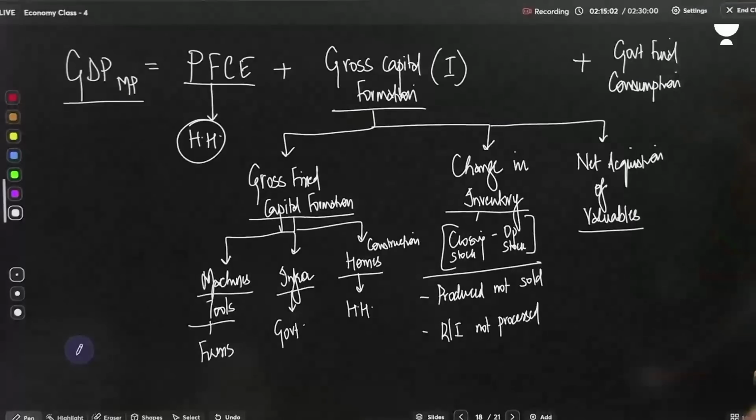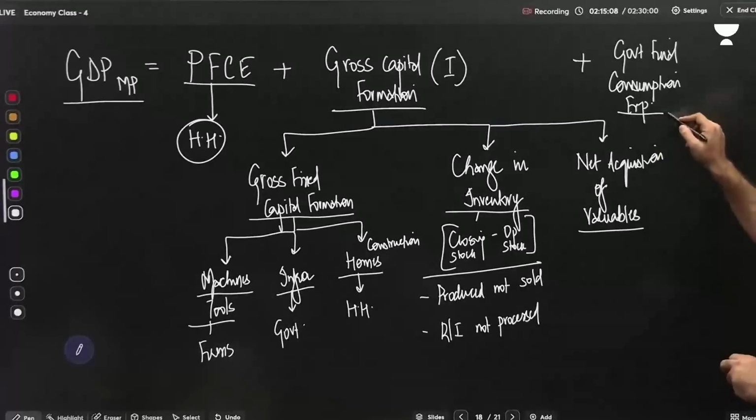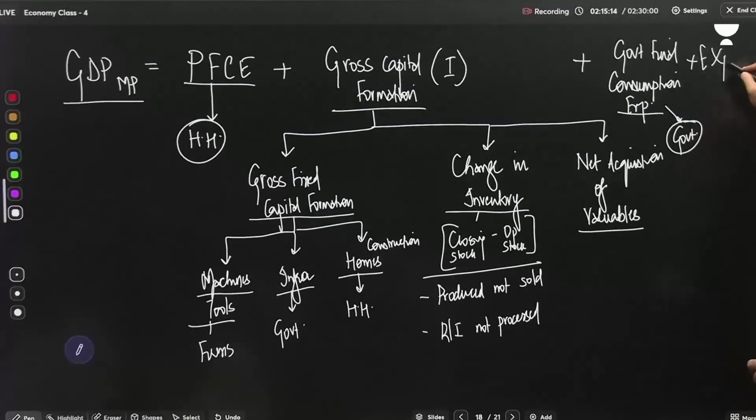Third, the net acquisition of valuables, which includes gems, jewelry, pieces of art, paintings, sculptures, etc.